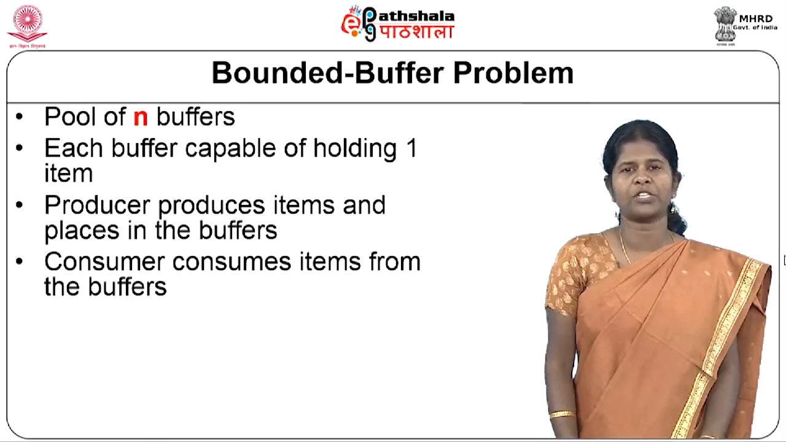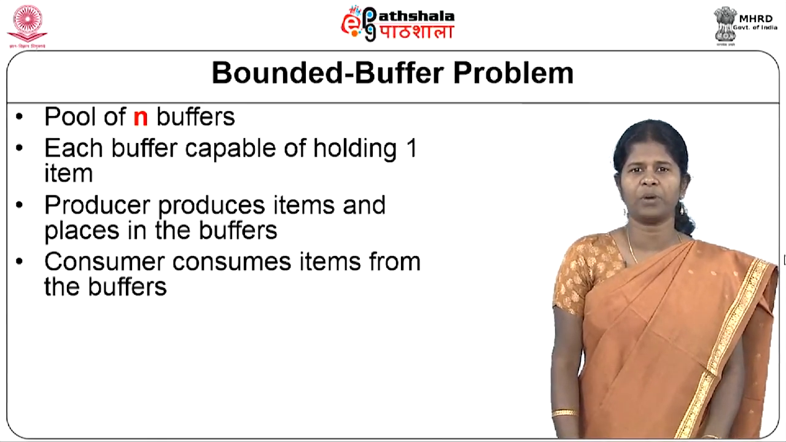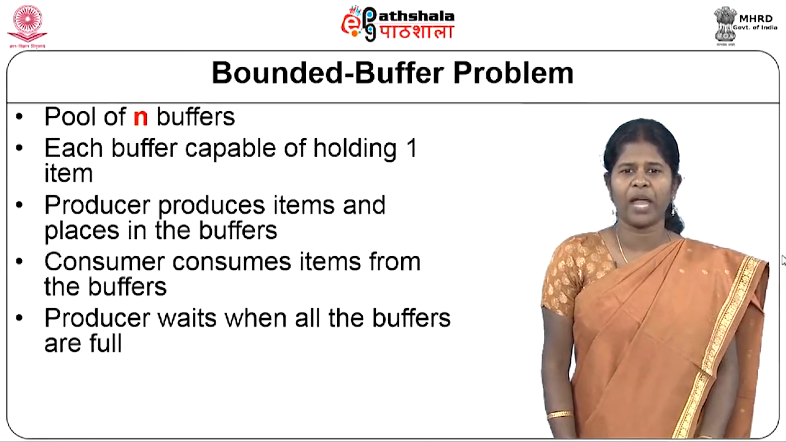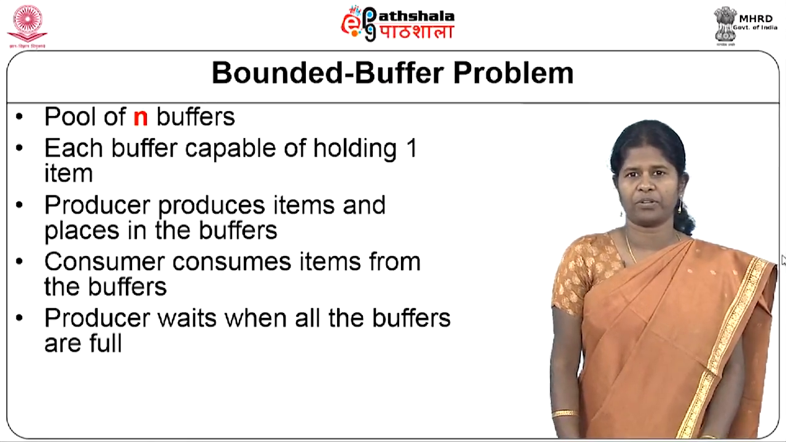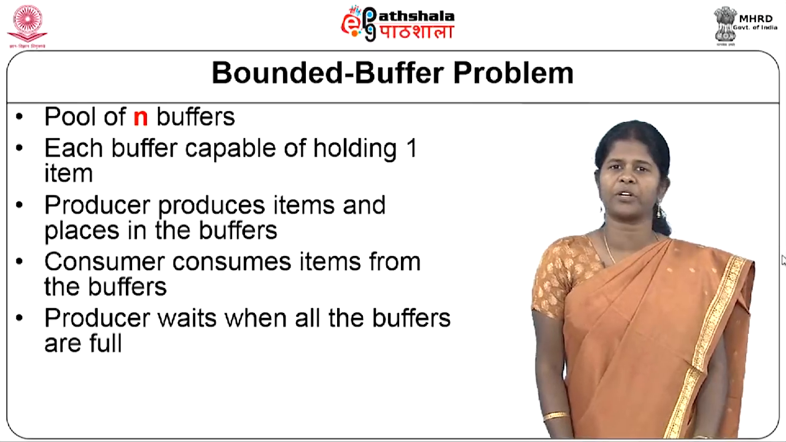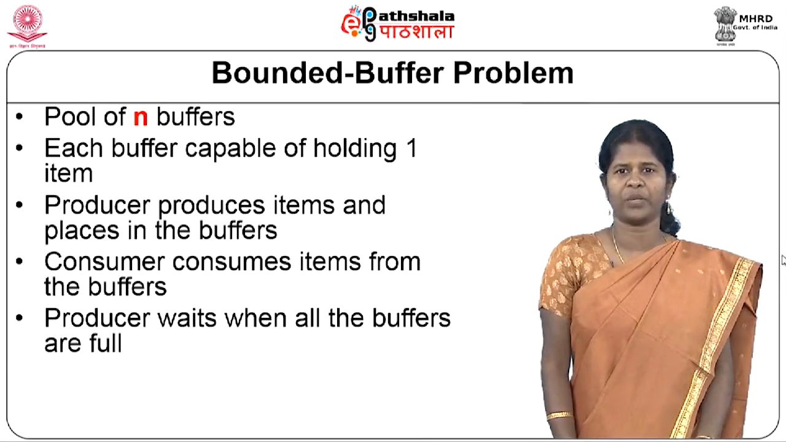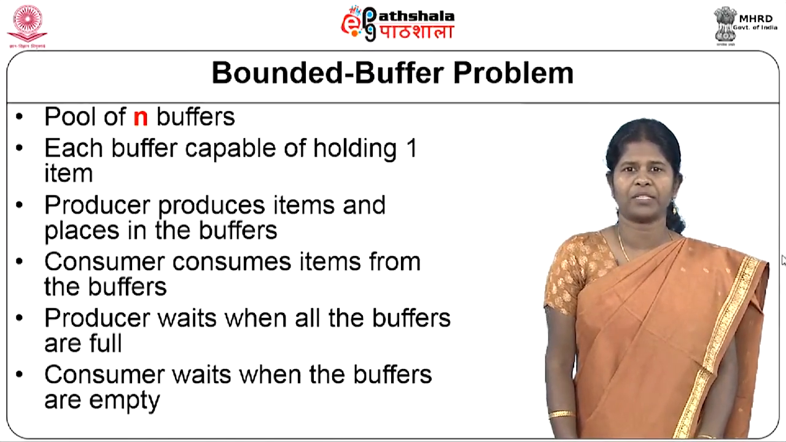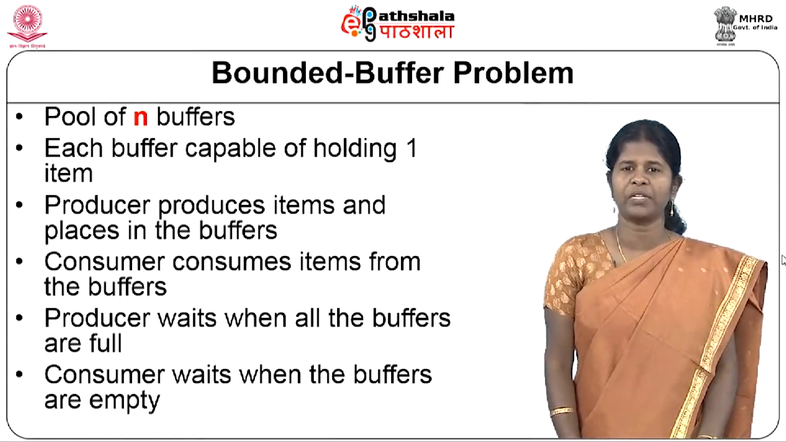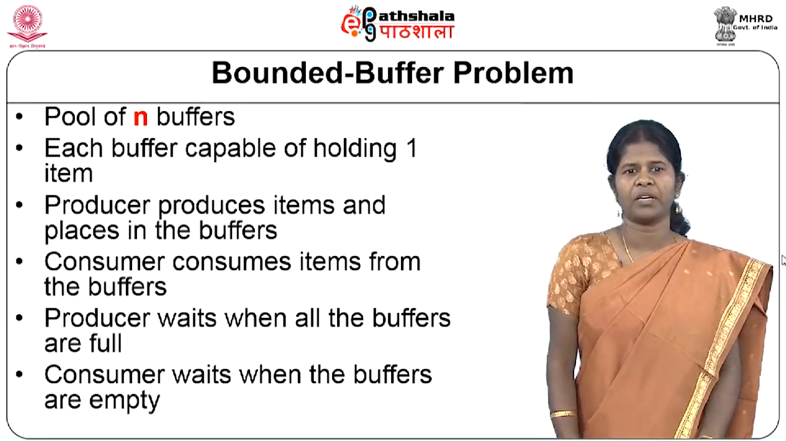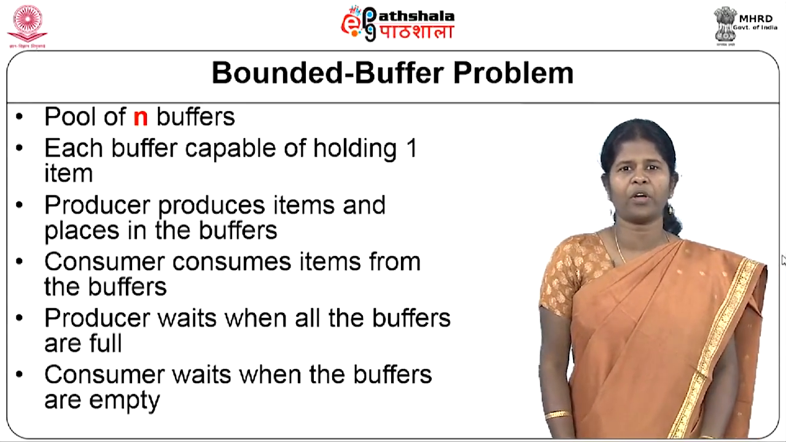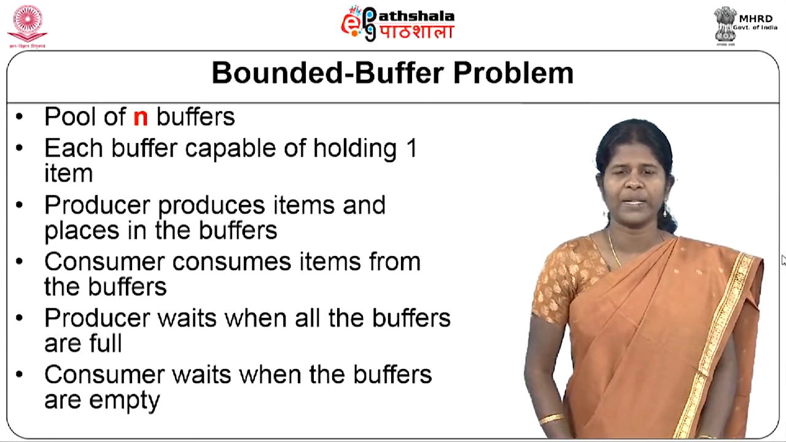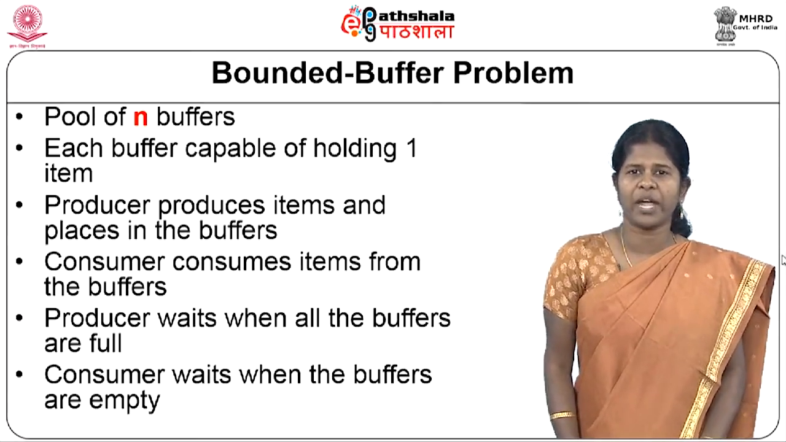And there is another process called the consumer process. The consumer consumes the items from the buffers, and the producer will have to wait when all the buffers are full. So, when all the buffers are full, there is no place for the producer to place the item, and hence the producer will wait. And when the buffers are empty, then the consumer will wait because there is no buffer which has an item, so the consumer cannot consume any item. Now, this is the problem. The problem is that you have a common buffer which needs to be shared between the producer and the consumer process. So, we will see how this common buffer is being shared between producer and the consumer.